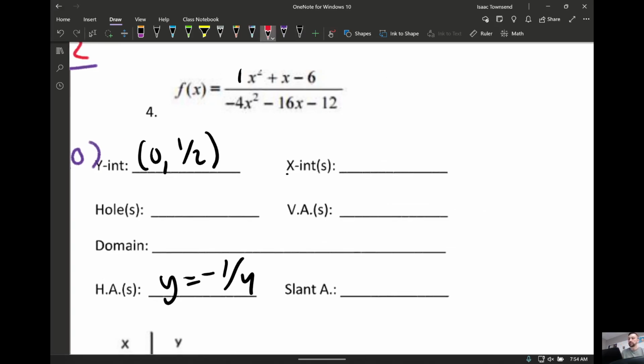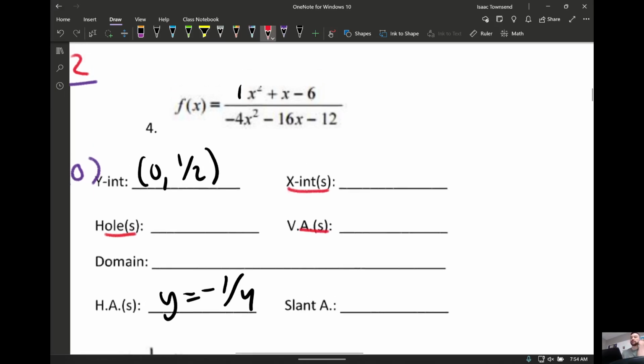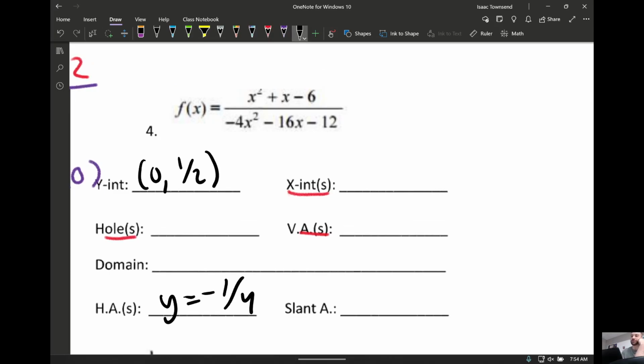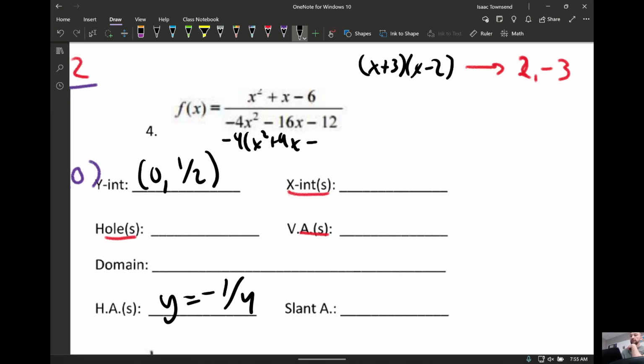These three are ones that I hope that you did since we reviewed those last class. But you can't answer those just instantly because you're going to have to factor the numerator, so that you can see 2 and negative 3 make the numerator 0. You need to factor the denominator. And it has a GCF and a trinomial.